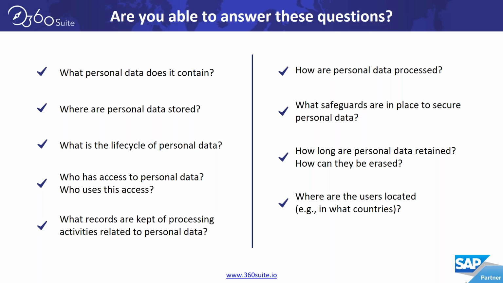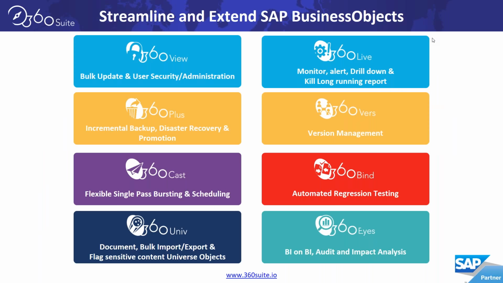So what is 360 Suite? So 360 Suite by GP & Smith, of course, is a set of software that enhances business objects. It's 8 modules, and they can help you to do your security, your backup, your audit, or even your regression testing, and of course, your GDPR. Today, it's used by more than 3 million people worldwide. And again, as you will see, 360 Suite helps you to ensure that business objects supports policies related to governance, risk management, and regulatory compliance.